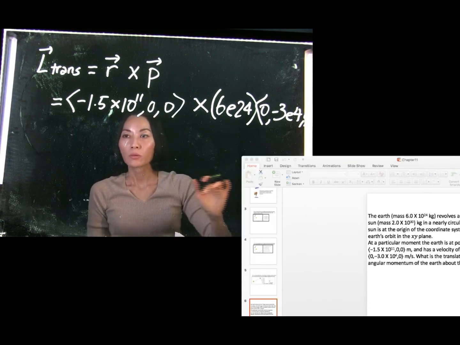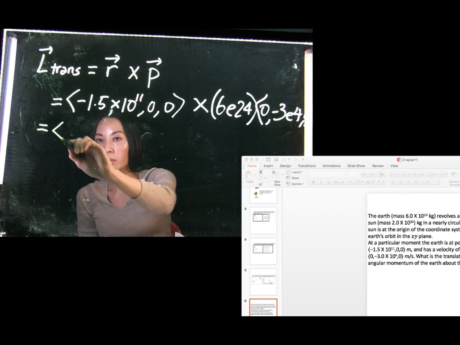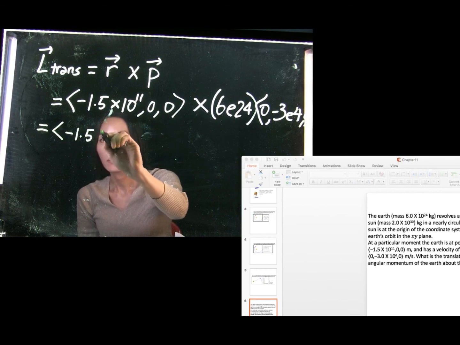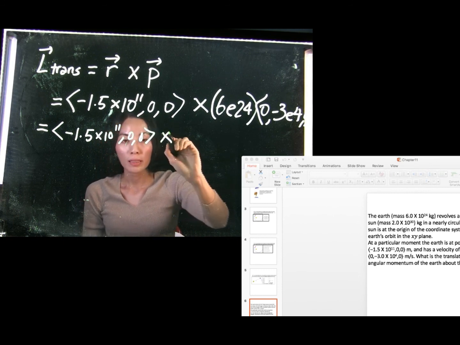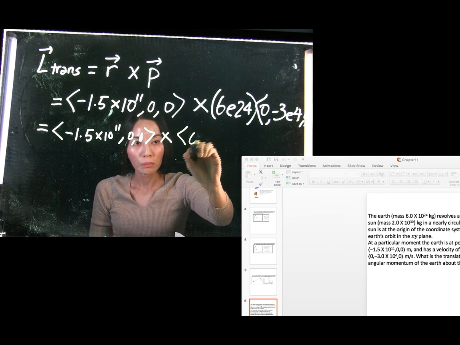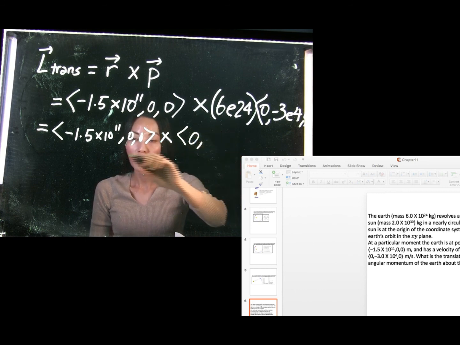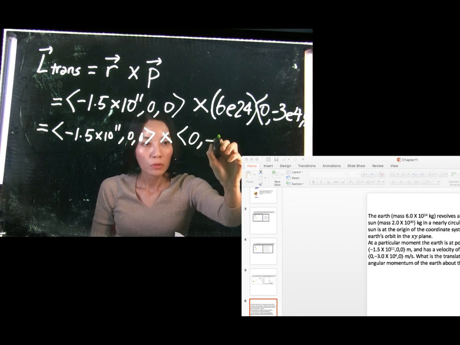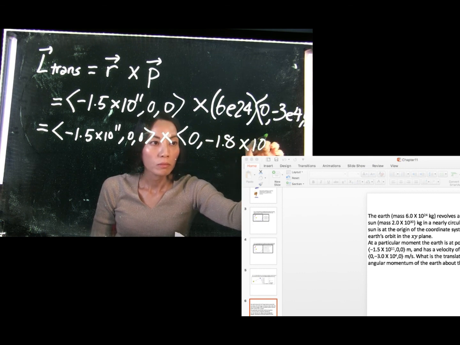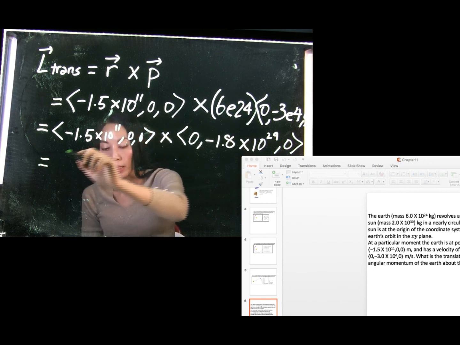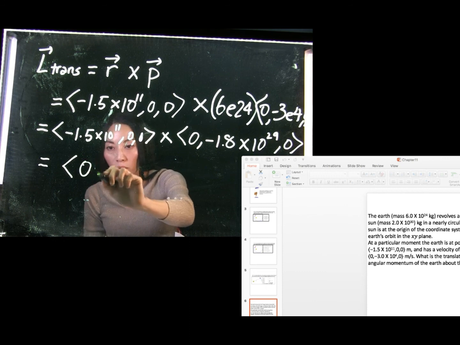So coming back to the cross product, we have now R cross P, where P is in the y direction and R is in the X direction, so that's minus 1.8. So that gives us the final value of the angular momentum in the z direction.